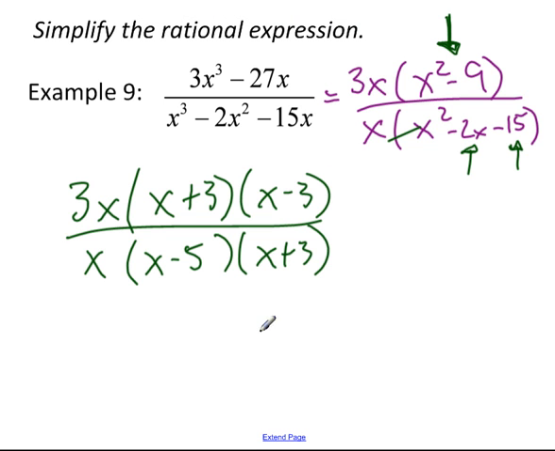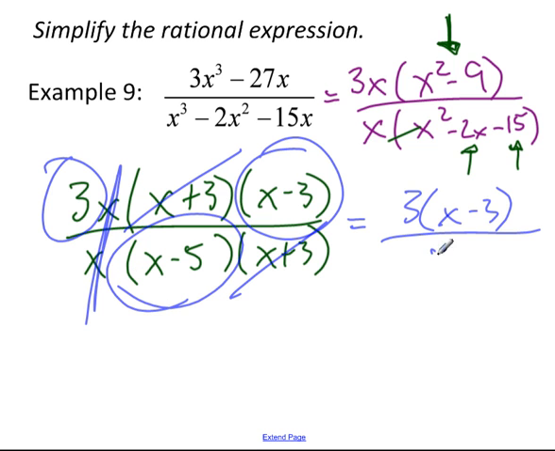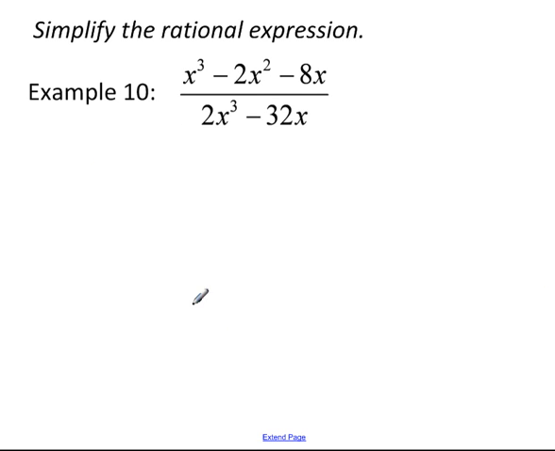Alright. So who's canceling? All that work just to get rid of that there. And we've got an x on top of an x here. So that leaves us with 3 and this factor, x minus 3 over x minus 5. Fun answers. Good times.